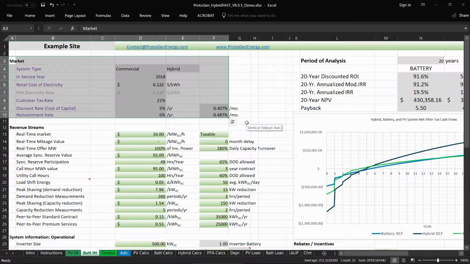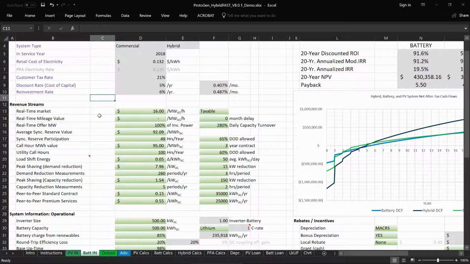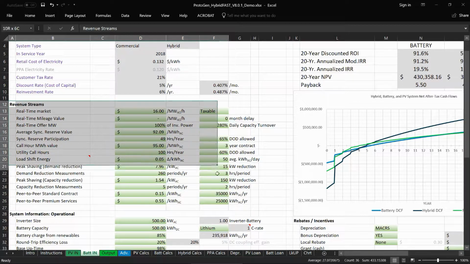If you wanted to make a change here, you could overwrite it in these cells, but we highly recommend you don't do that, and you would go to the PV input tab to make that change. We don't have SREX here because this is the battery system, but the next section is revenue streams.